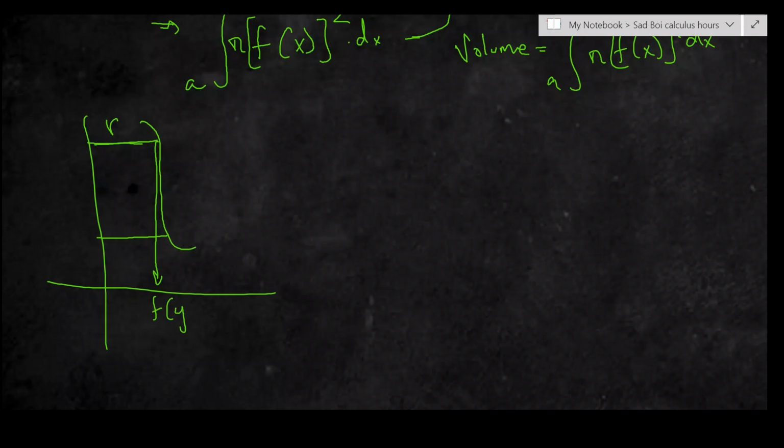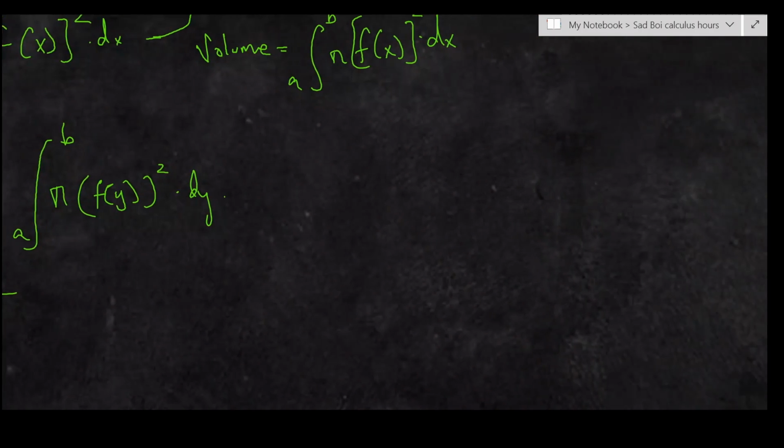A similar case applies when we revolve a thing about the y-axis. In this case, the radius that you're going to get is f of y, and the limits are going to be the y-axis ones. So you're going to integrate from b to a pi times the radius squared, that is f of y squared, dy, because the width is on the y-axis, so dy.